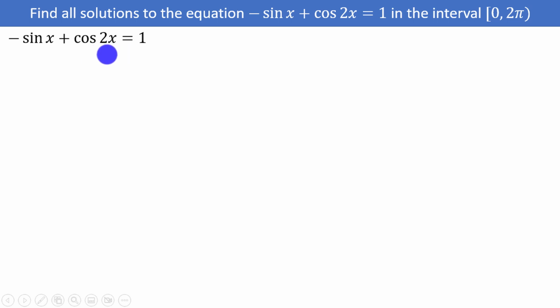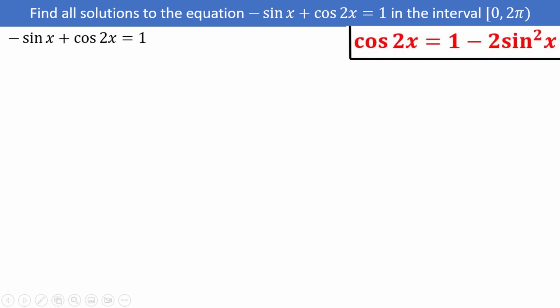There are actually three different identities related to cosine of 2x. We would like to choose the option that converts cosine to sine, since we already have a sine in our problem. The option is cosine of 2x is equal to 1 minus 2 sine squared of x. So we can substitute 1 minus 2 sine squared of x for cosine of 2x in our problem. We get negative sine of x plus 1 minus 2 sine squared of x is equal to 1.